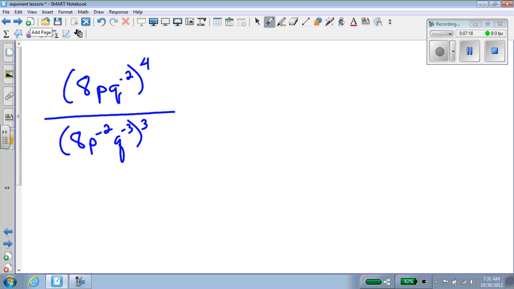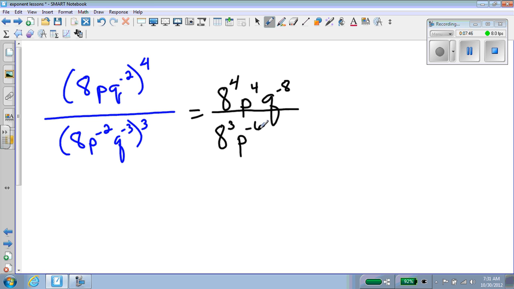Okay. 8pq to the negative second is not the same as 8p to the negative second q to the negative third. So I don't have the same base, so I can't just subtract my exponents. I have to tackle this one piece at a time. So I've got 8 to the fourth, p to the fourth, q to the negative eighth. I've got 8 to the third, p to the negative sixth, q to the negative ninth.